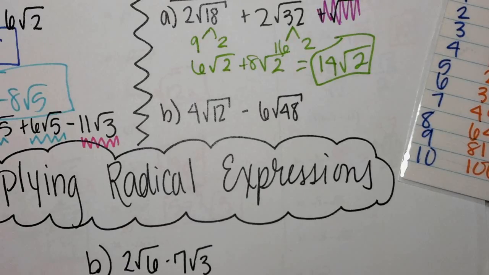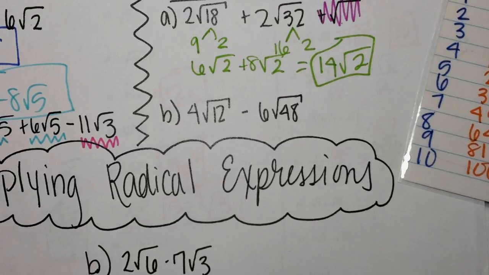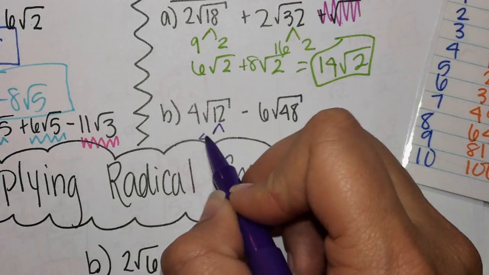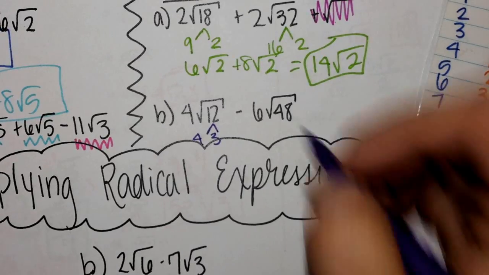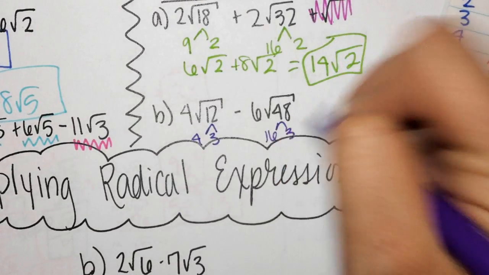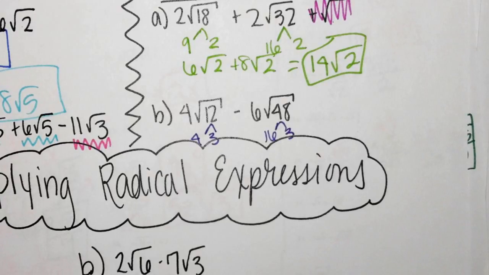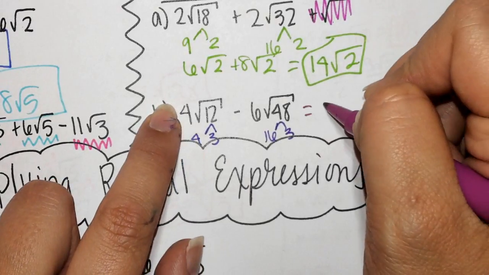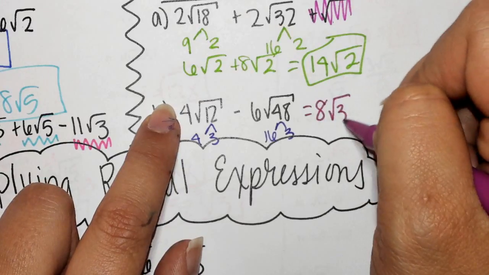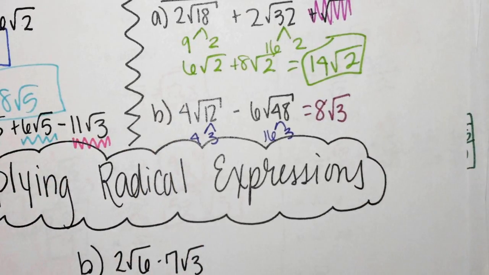Are 12 and 48 the same? Is there a perfect square that goes into 12? Yes, 4. And you get 4 and 3. Alright, what about 48? What's the biggest perfect square that goes into that? 16 and 3. Now what's the square root of 4? 2. And what's 2 times 4? 8. And then 3 stays under the radical. Does everybody see where I got 8 root 3?